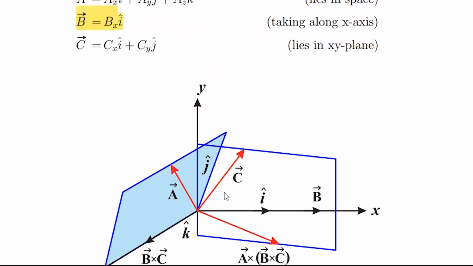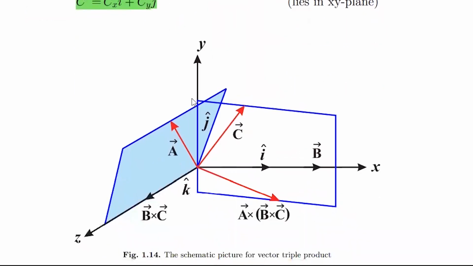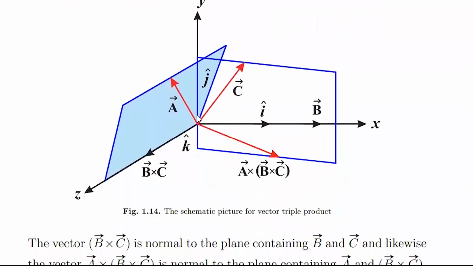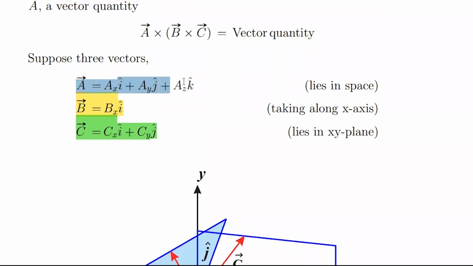Similarly, vector C includes two components, one along the x-axis and another along the y-axis. So vector C has two components, Cx i and Cy j. And the third one is vector A, which involves three components, Ax i, Ay j, and Az k respectively.